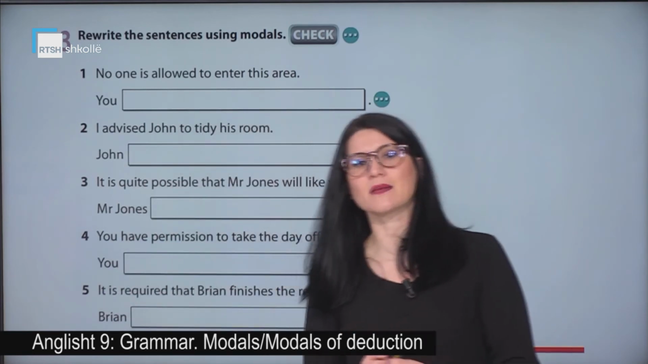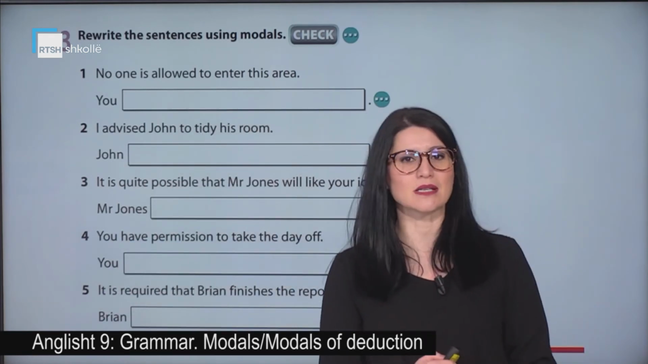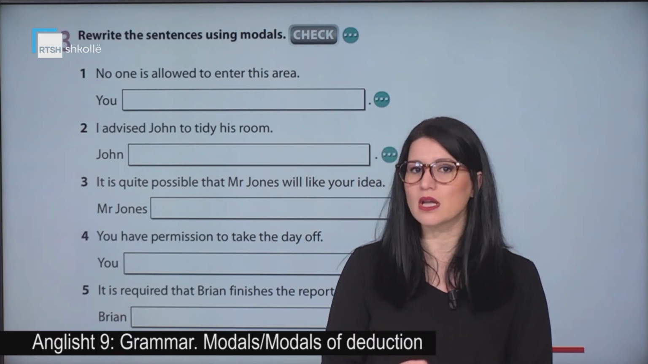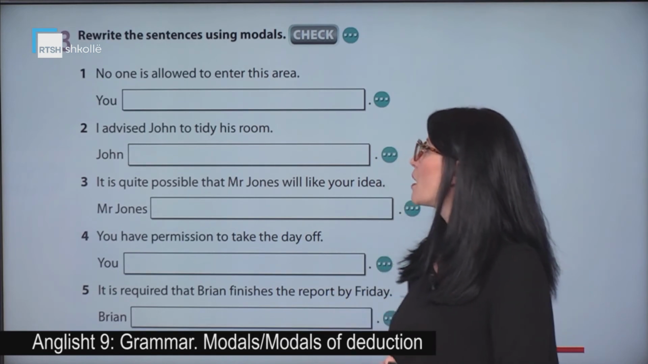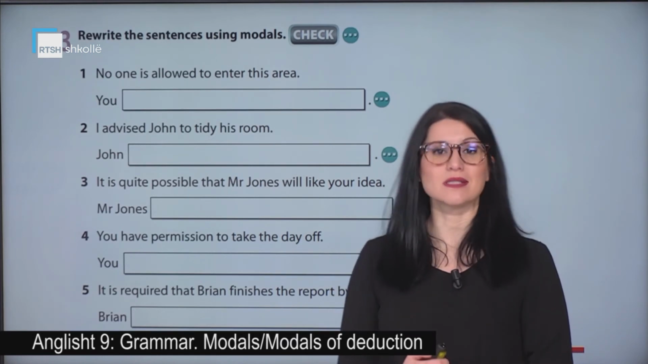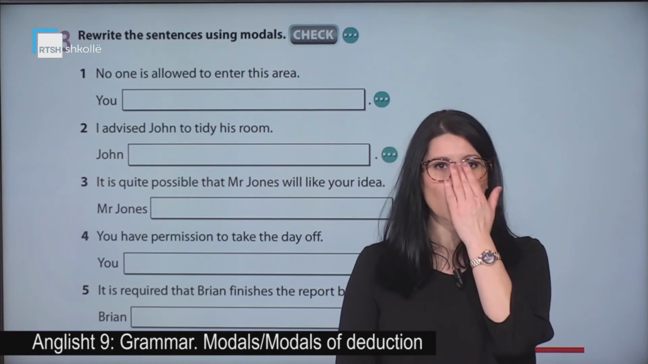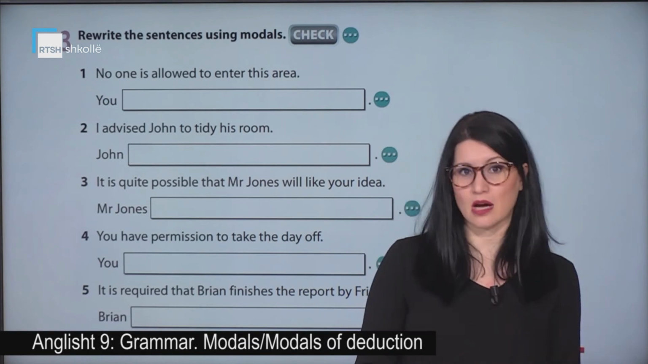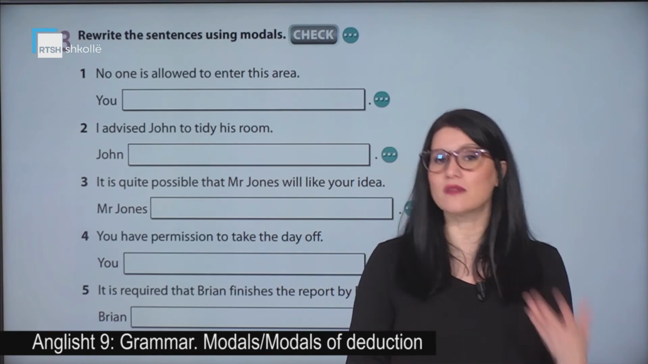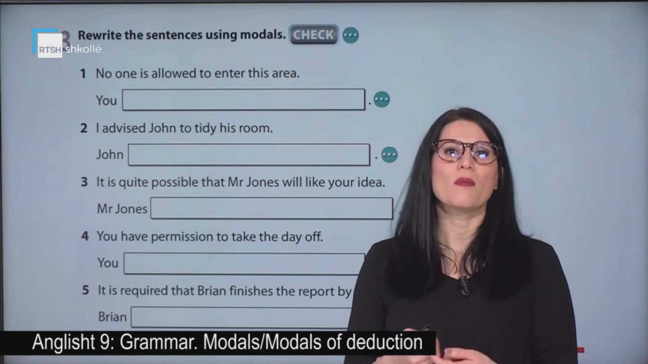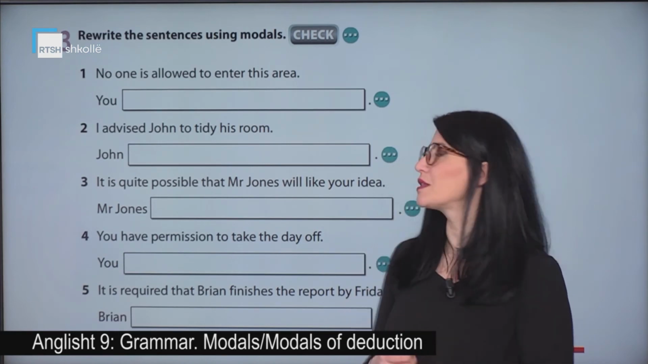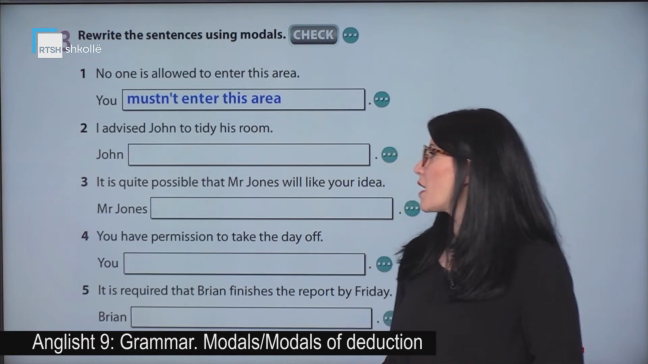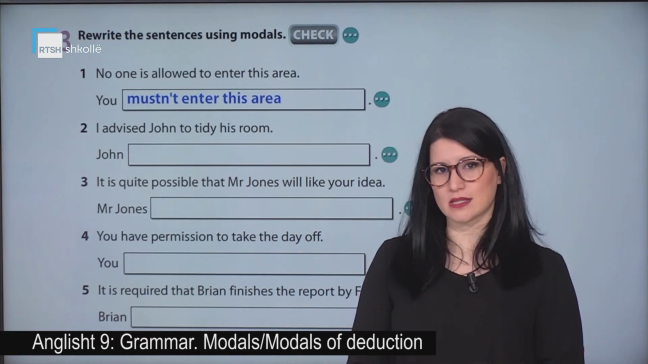You are given here some sentences and we are going to rewrite these sentences using the correct modal. First, we should understand the sentences very well so that we use the correct modal. No one is allowed to enter this area. So, what modal do we use to express something that is not allowed to happen, that is not given permission? And we use mustn't, right? So, this sentence would be: you mustn't enter this area. I advise John to tidy his room.